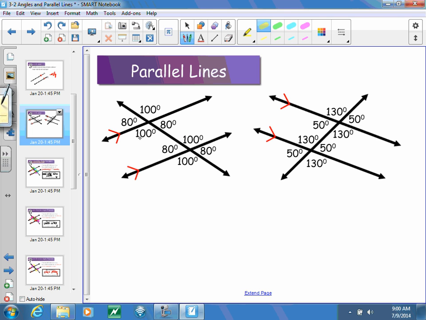So if I look at consecutive interior, we're talking about these 2 angles that I highlighted in yellow, these angles right here. These are all consecutive interior angles. And if you look at those, you'll see that they're not the same measure, but hopefully you're seeing that they are adding up to 180 degrees, meaning that they have to be supplementary to each other.